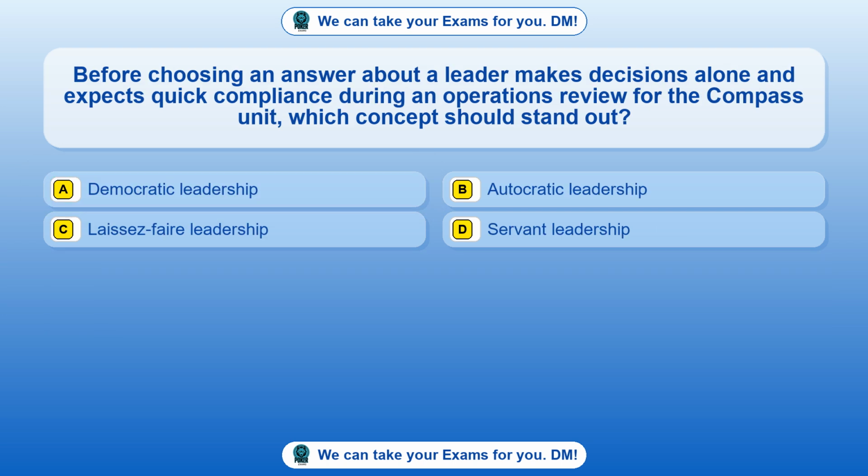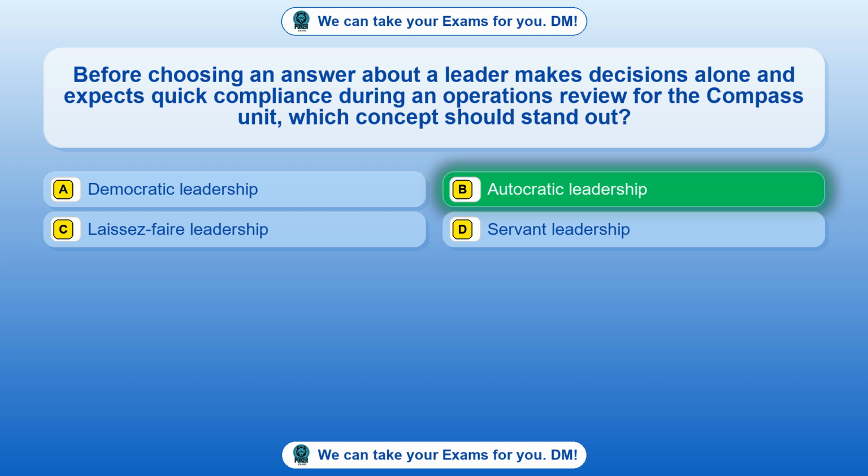Question 15. Before choosing an answer about a leader who makes decisions alone and expects quick compliance during an operations review for the compass unit, which concept should stand out? Option A, democratic leadership. Option B, autocratic leadership. Option C, laissez-faire leadership. Option D, servant leadership. The correct answer is option B, autocratic leadership.